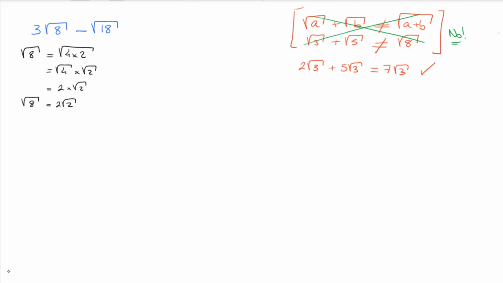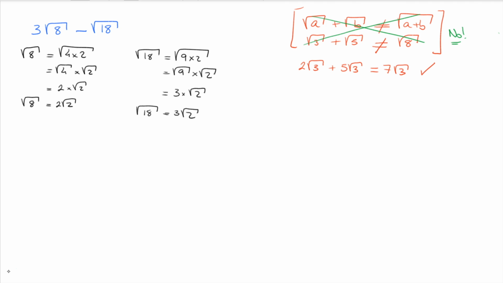That's all explained there. We move on to simplify the square root of 18. The square root of 18 is equal to the square root of 9 times 2. That's equal to the square root of 9 times the square root of 2. And the square root of 9 is equal to 3, so this leads us to 3 times the square root of 2. Finally, we can state that the square root of 18 is equal to 3 root 2.